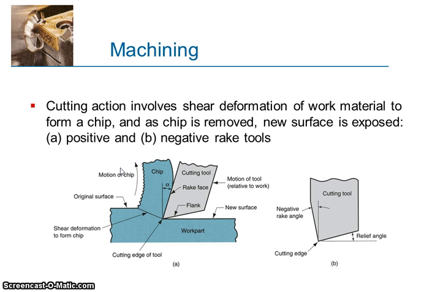Now, before starting, we will see what is machining. Machining is a process in which the cutting action involves the shear deformation of work material, and the material is removed in the form of a chip. This is done with the help of a cutting tool. The cutting tool can be of positive rake type or negative rake type.